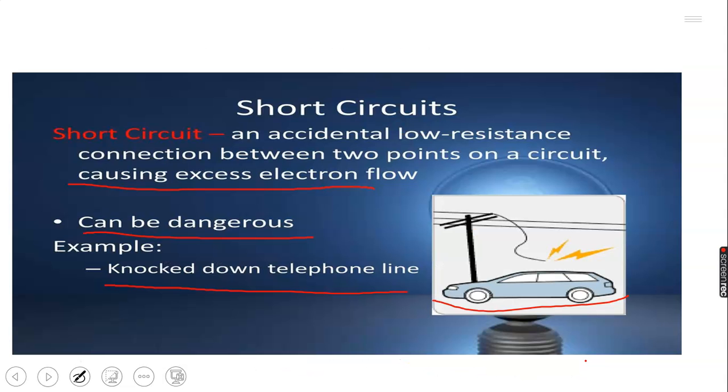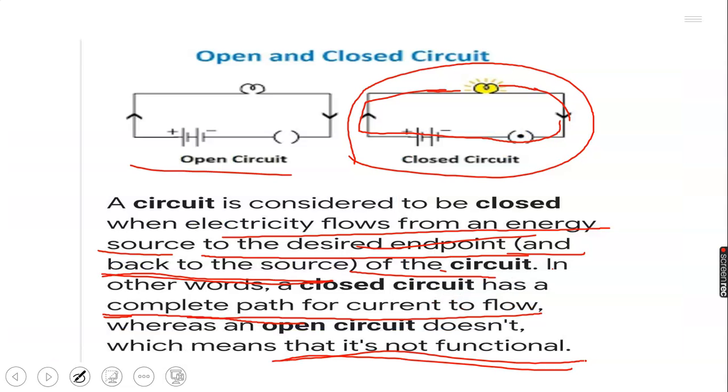It's more or less a short circuit. An open circuit is not functional. That's an example. You can see the bulb is not on. Why? Because it is not functional. I will show you more examples. I will explain better for you using a pictorial illustration.